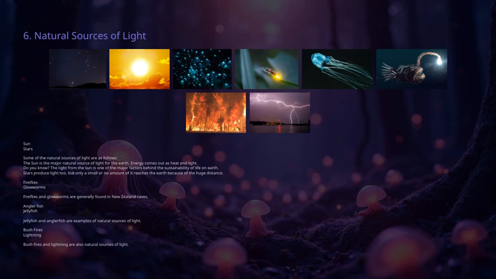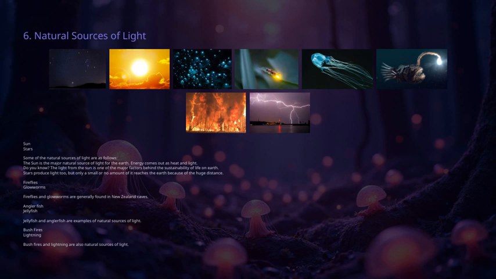Then there's the anglerfish and jellyfish, which are fascinating examples of animals that produce their own light through bioluminescence. They use this ability for hunting or communication in the deep, dark ocean. We also see natural light from phenomena like bushfires and lightning. Bushfires not only create light, but also play a role in ecological cycles, while lightning, of course, provides a sudden, powerful flash of natural illumination in the sky.